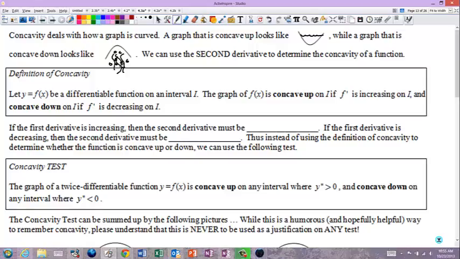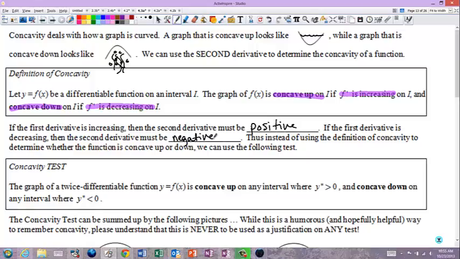The graph is concave up if f prime is increasing, and concave down if f prime is decreasing. It says if the first derivative is increasing, then the second derivative must be positive. If the first derivative is decreasing, the second derivative must be negative.